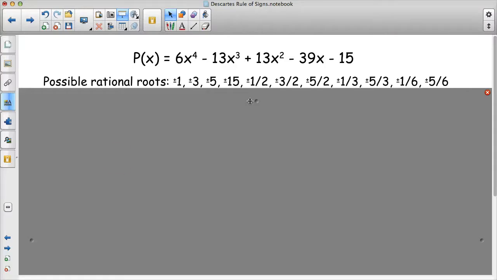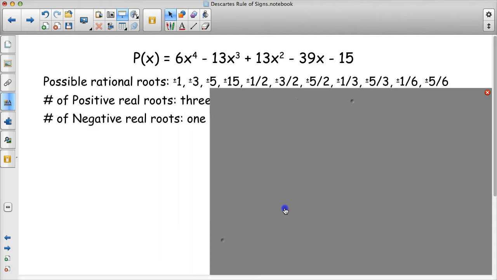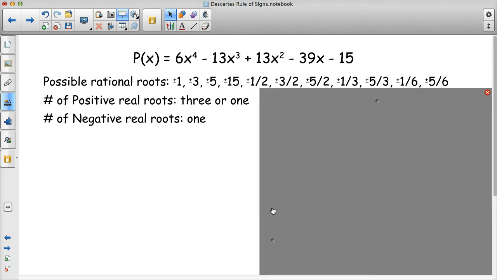And we talked about how Descartes' rule of signs helped us narrow those down a little bit, because we found out that the number of possible positive real roots was either 3 or 1, because there are 3 sign changes in our regular polynomial. And then we found that the number of negative real roots was 1, because if we changed all of the x's to negative x and simplified it, we found there was one sign change. Well, what does that mean?